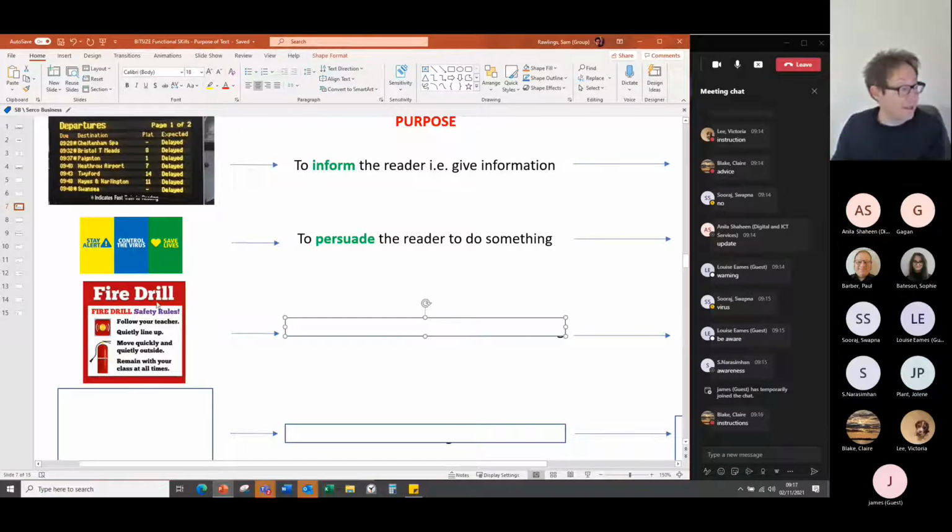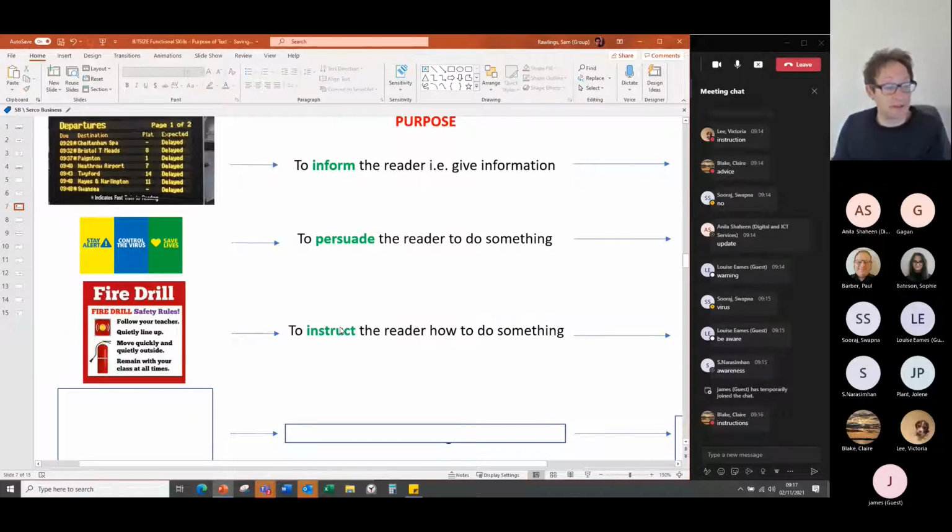That's the context. The purpose of a fire drill is to give you instructions, to instruct you how to do something. So for this fire drill, you need to follow the teacher, line up, move quickly, and remain with the class. So you can see there's some clear instructions. So we've now got 3 purposes of text. We've got inform, giving information, persuading you to do something, and then instructing you how to do something.